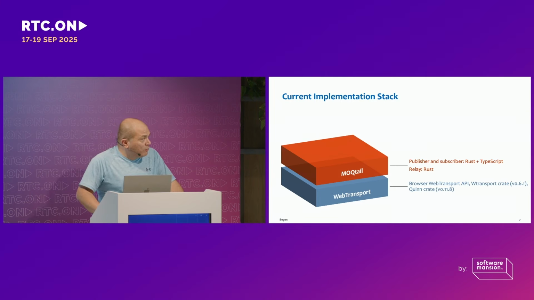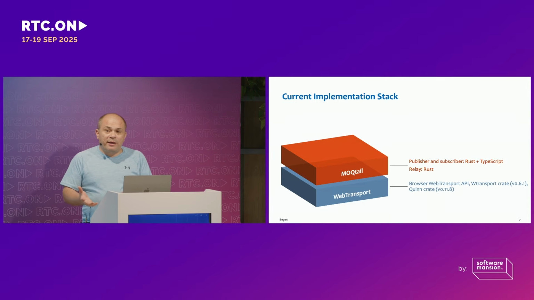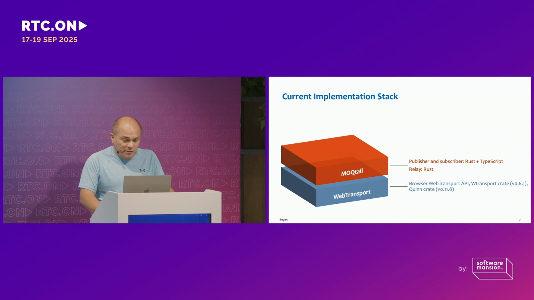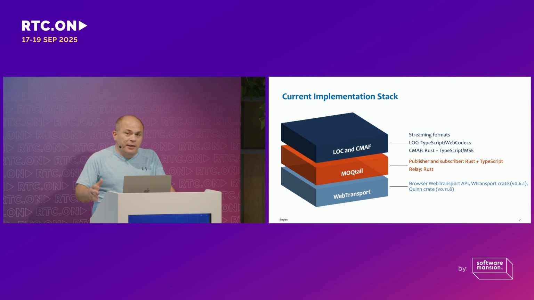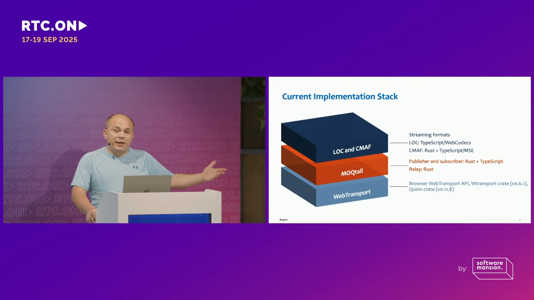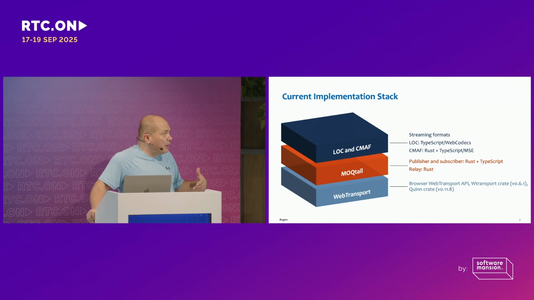And MoQtail is what we are developing. For the publisher and subscriber, we have Rust components as well as TypeScript components. And the relay, which is generic again, for whatever application you are using this relay for, it's going to be the same, and it's implemented in Rust. And on the top layer, until 2 weeks ago, I used to have only LOC, the low overhead container, which is the basic, very simplistic container format for media.